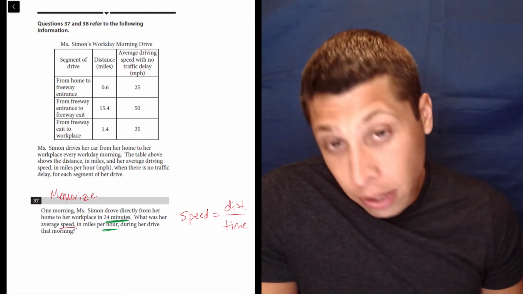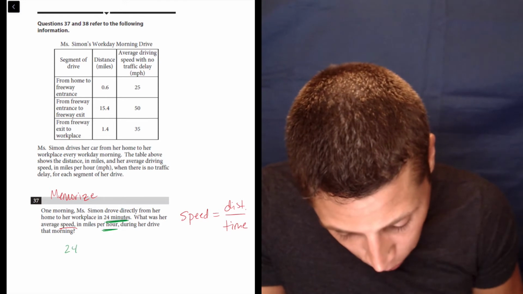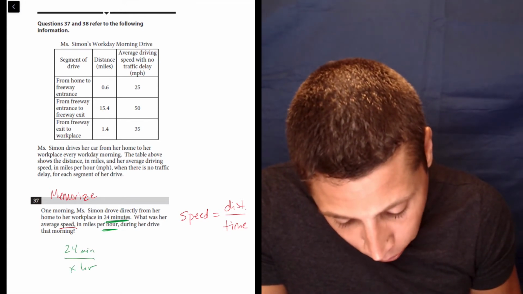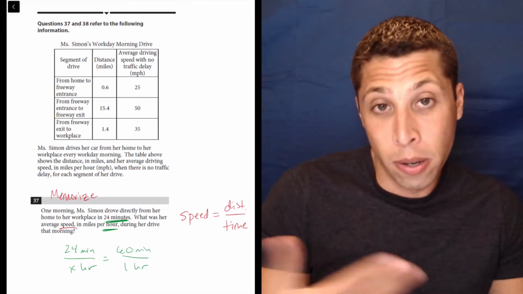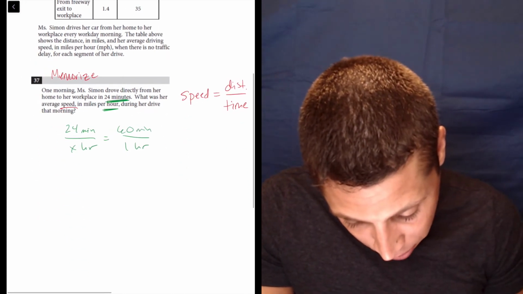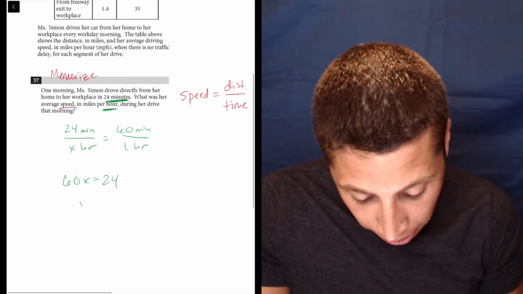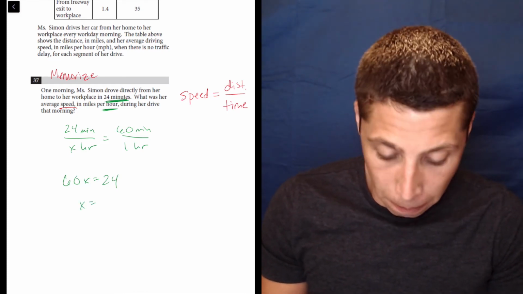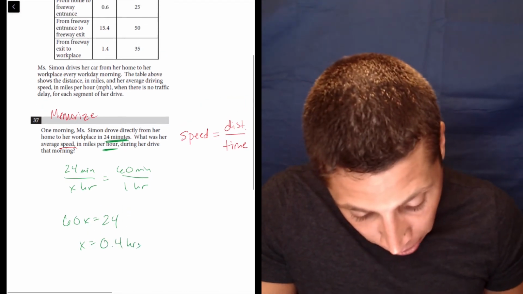So lots of ways to do this. We could use a ratio if we wanted. 24 minutes is equal to x hours. And we know that 60 minutes is 1 hour. So it's just a matter of cross multiplying. And so we can get 60x is equal to 24. And x is going to be 24 divided by 60, and that's 0.4 hours. Okay, so that's my time.